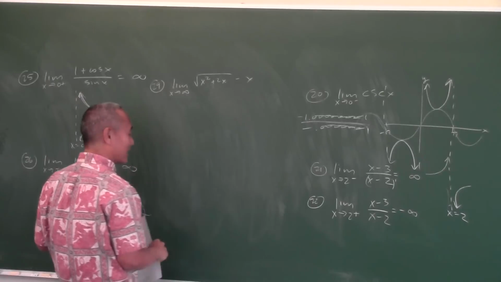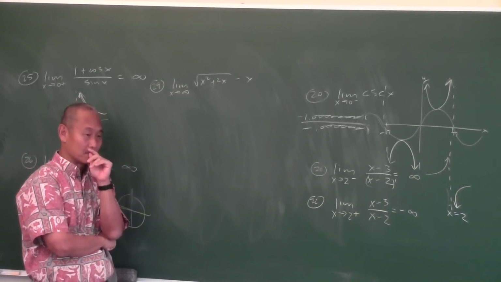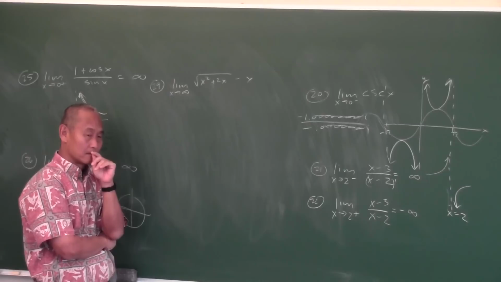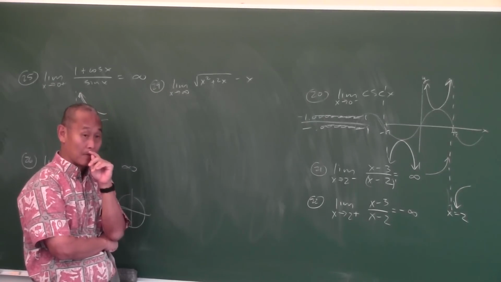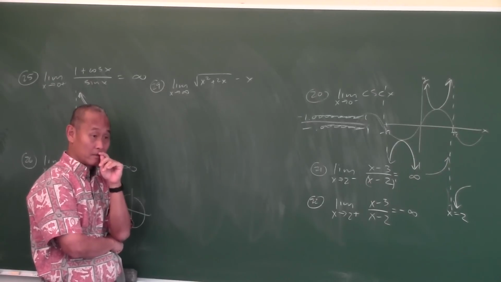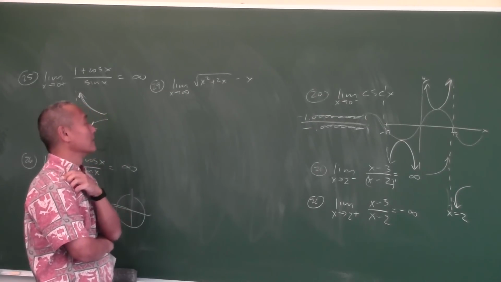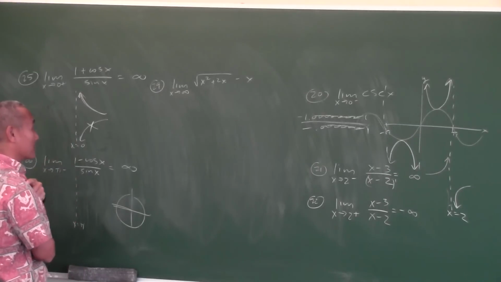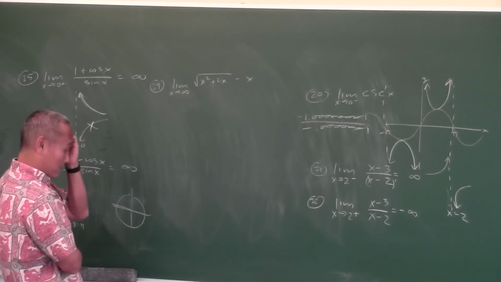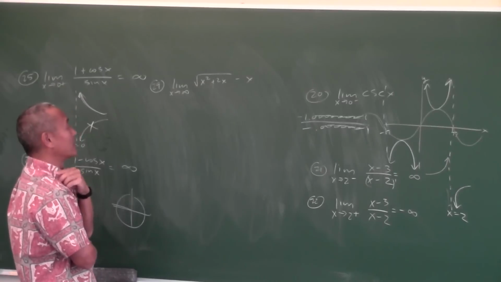Now, this one's kind of tricky. How many people got it? How did you think of it? Plug in numbers like about a million, a billion, a trillion on your calculator? Okay, I guess you could try that, and I guess that would work. What about for negative infinity though? Okay, I'm going to teach you a trick.